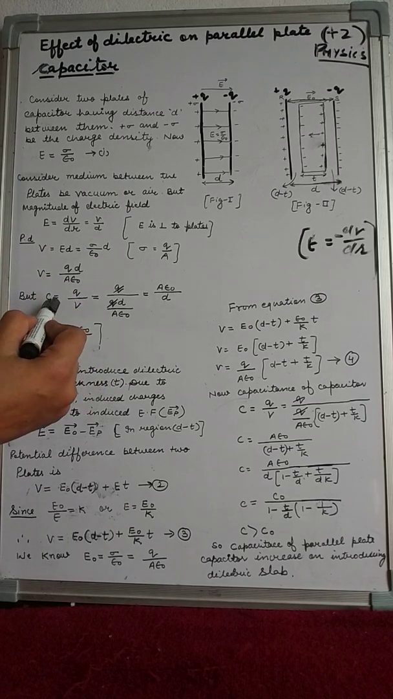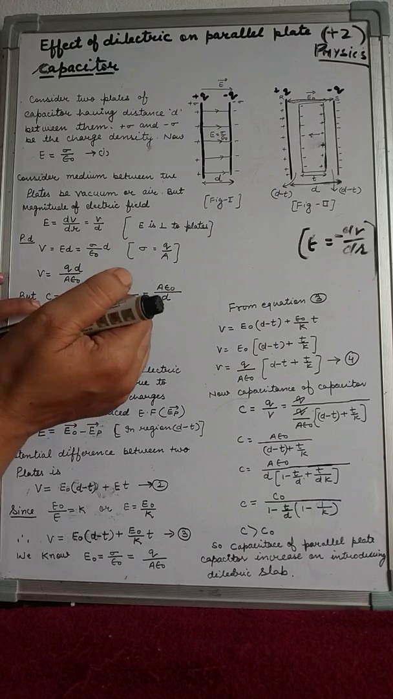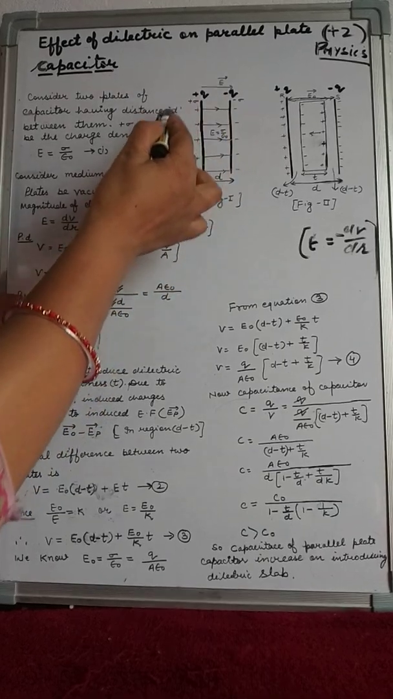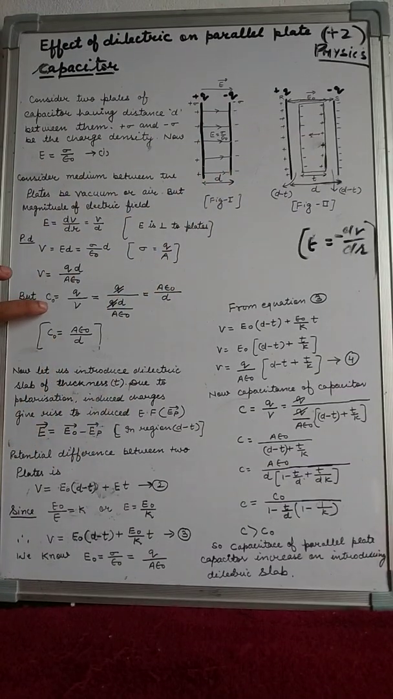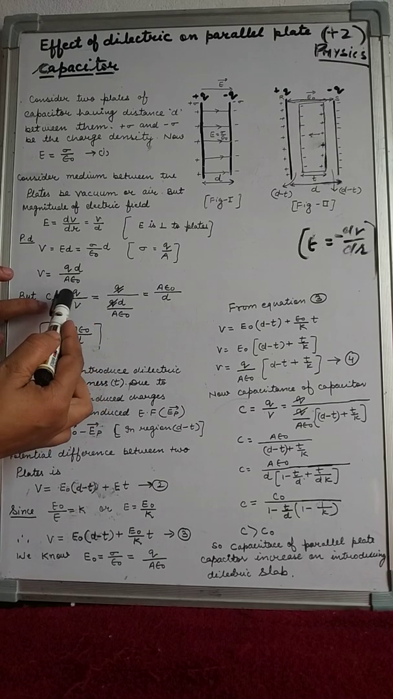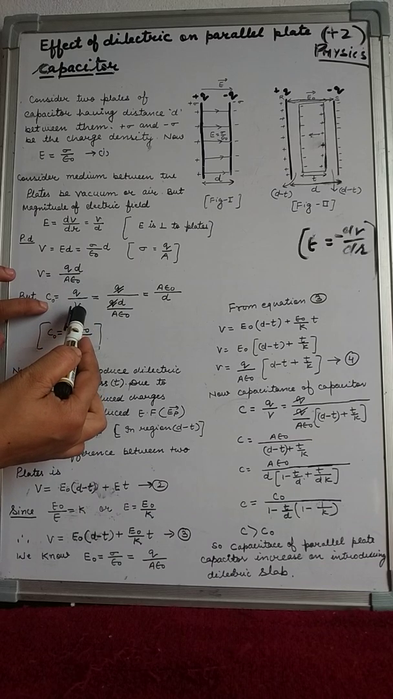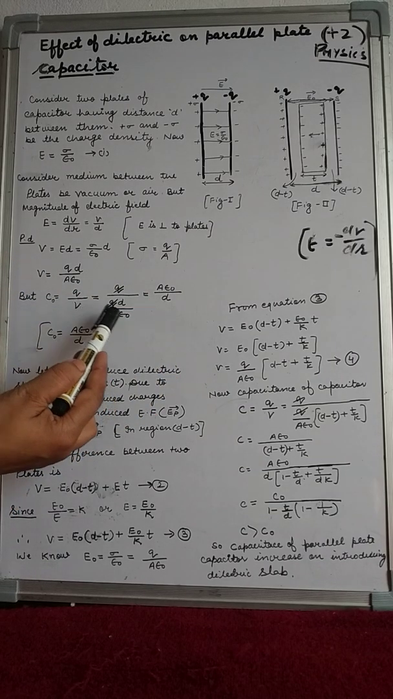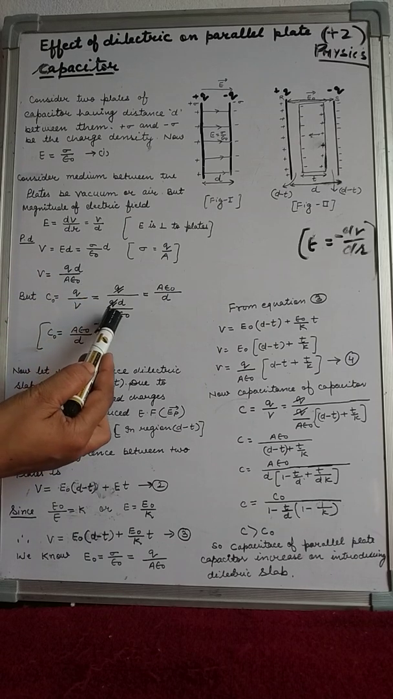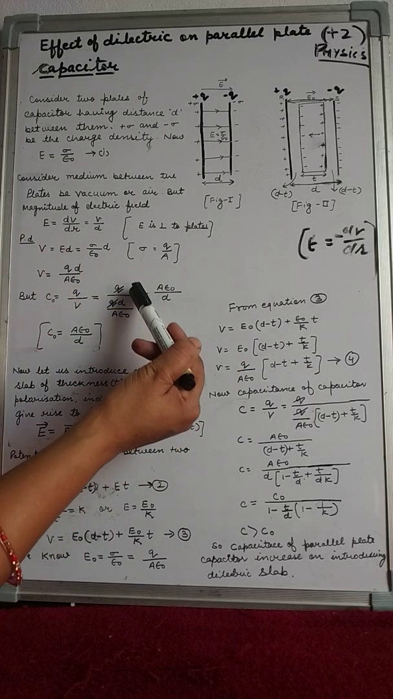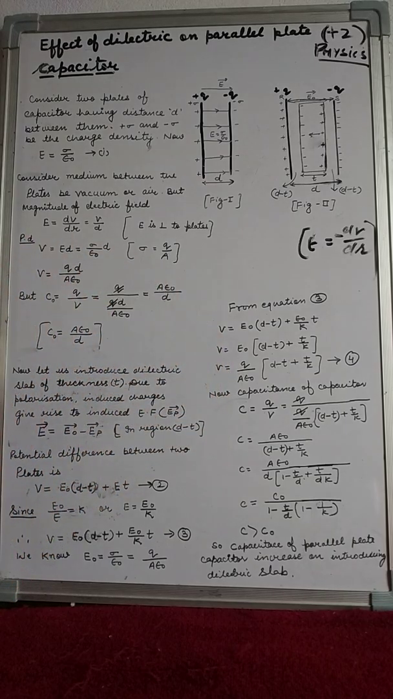What we know, C naught, that is the capacitance. We have considered the capacitance C naught. In this case, when there is vacuum between the two plates, the capacitance is C naught. So C naught is equal to Q upon V. Capacitance C is equal to Q upon V. Put the value of V here, Qd upon A epsilon naught. Now Q with Q cancels, we get epsilon naught on this side, C naught is equal to A epsilon naught upon d.